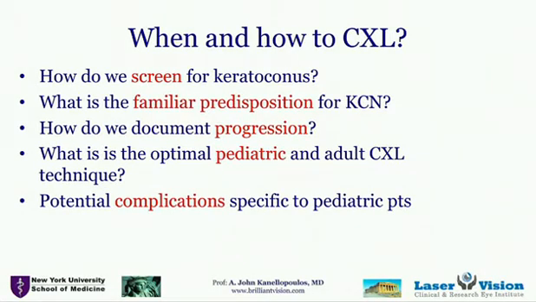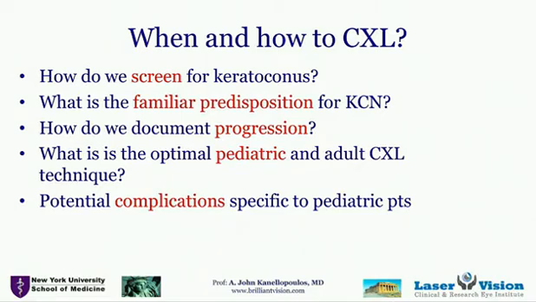When and how should we cross-link? Now, whoever can answer this with accuracy is welcome to take over at least my practice, because we're still endeavoring to answer these questions. How do we screen for keratoconus? I'm going to try and cover this. What is the familial predisposition of keratoconus? Because if there's a strong predisposition, you need to screen all the relatives of patients that you already have with keratoconus. How do we document progression?